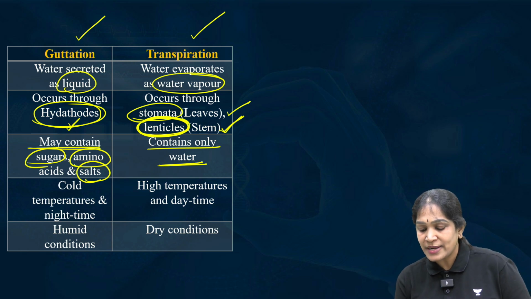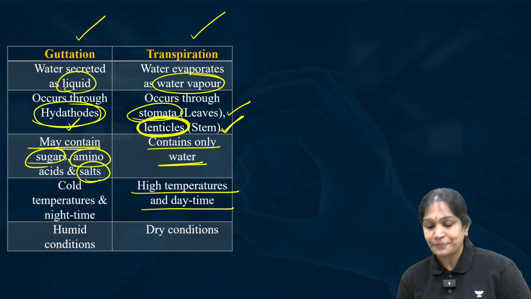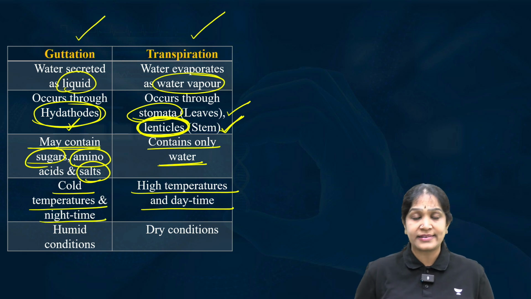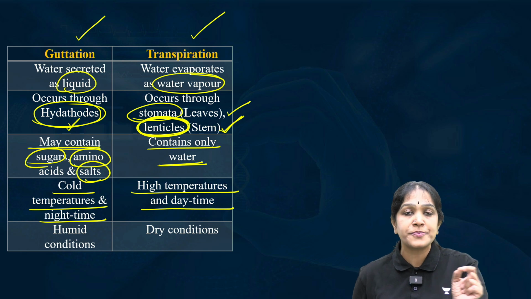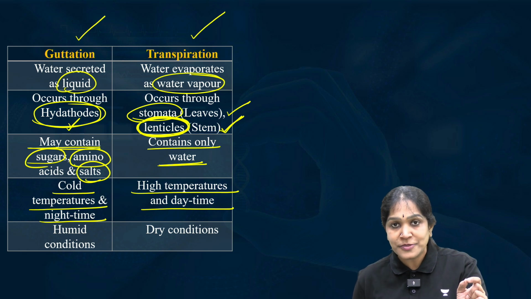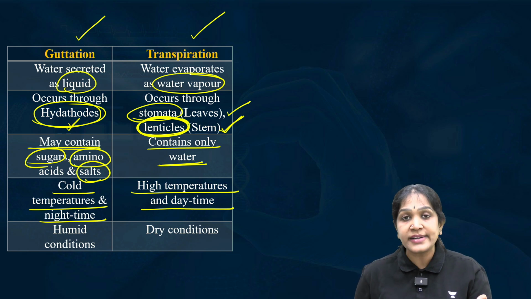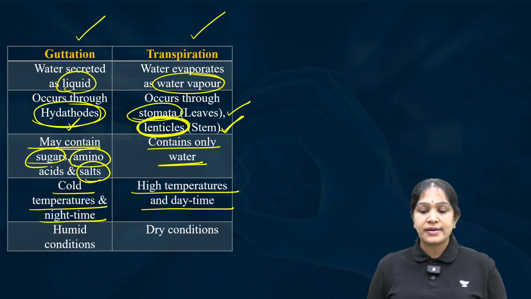Transpiration occurs usually in high temperatures and daytime, but guttation occurs during cold temperature or night time, isn't it? When do we see the dew drops on the leaves? We see the dew drops on the leaves in the early morning. It means when are they released? Cold temperatures, night time, whereas transpiration increases during the daytime.